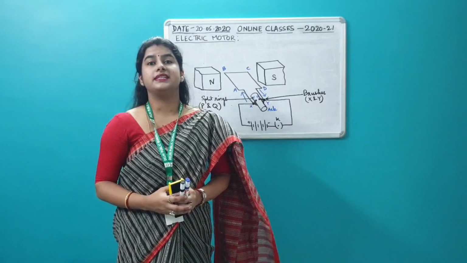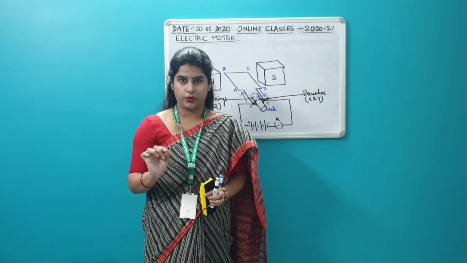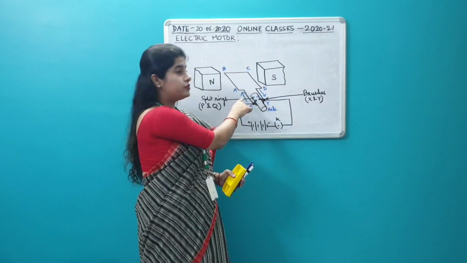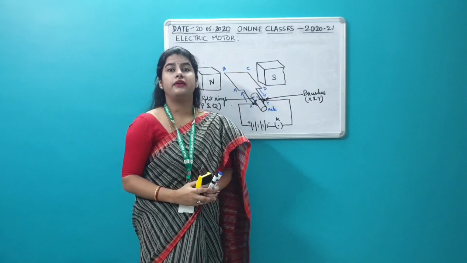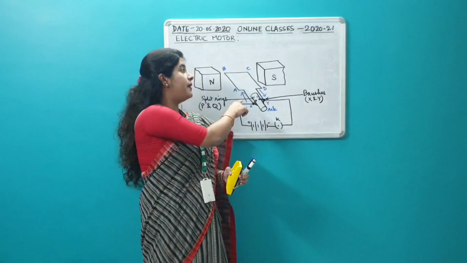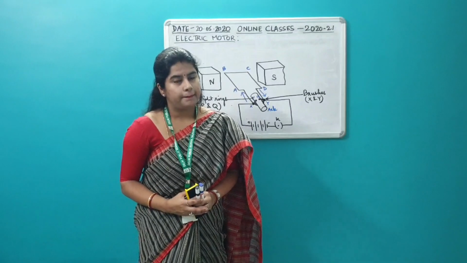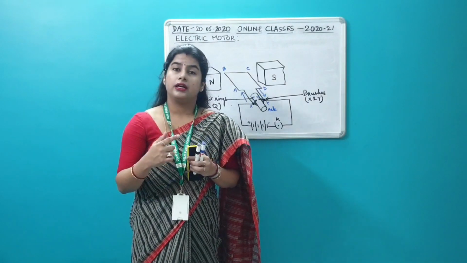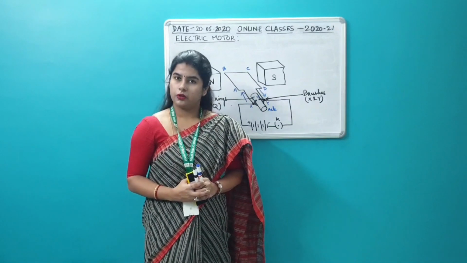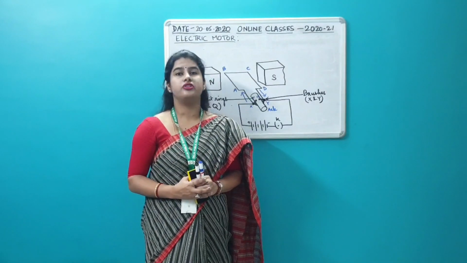What is the principle of this electric motor? Very important question. The principle is that when a rectangular coil, you can see the rectangular coil I have drawn, A, B, C, D, is placed in a magnetic field and current is passed through this coil, it will experience a force which will rotate it continuously. So this is the principle of electric motor. Very important. So what is an electric motor and what is the principle of an electric motor?